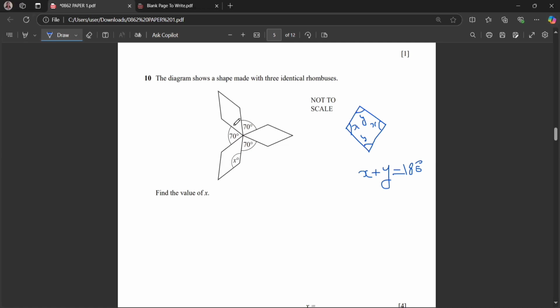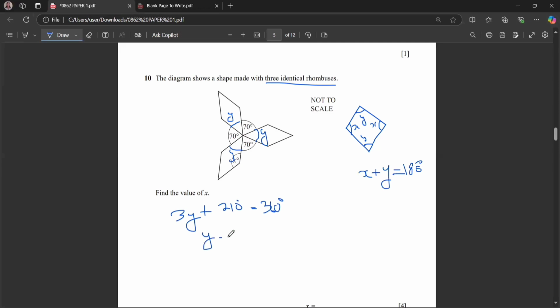Keeping that in mind, we will now look at the angles around a point. Another property you might need to remember is that angles around a point add up to 360 degrees. So all these angles will have to add up to 360. Suppose this is y, then this is also y. Why? Because they are all identical rhombuses, so all these angles will be y. So 3y plus 3 70s are there, right? So 3 times 70, 210 degrees, should be equal to 360. All of these should add up to 360 degrees.